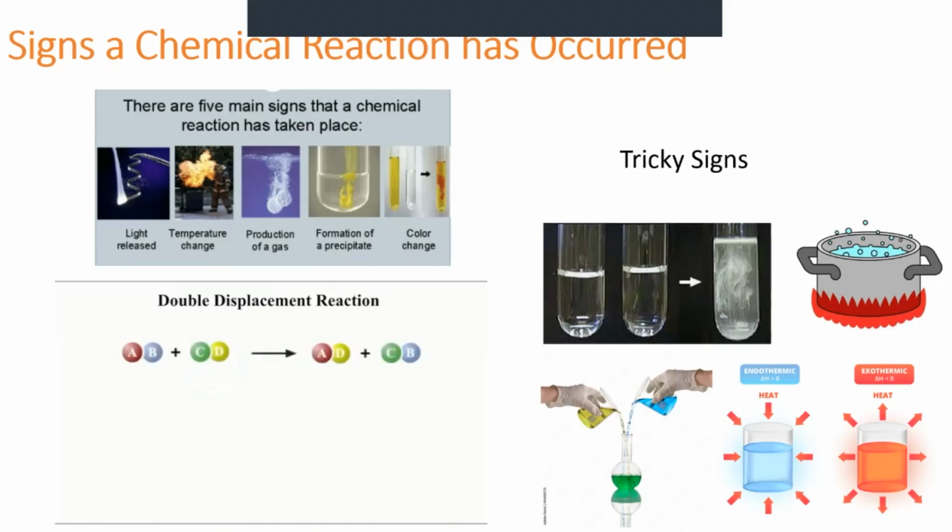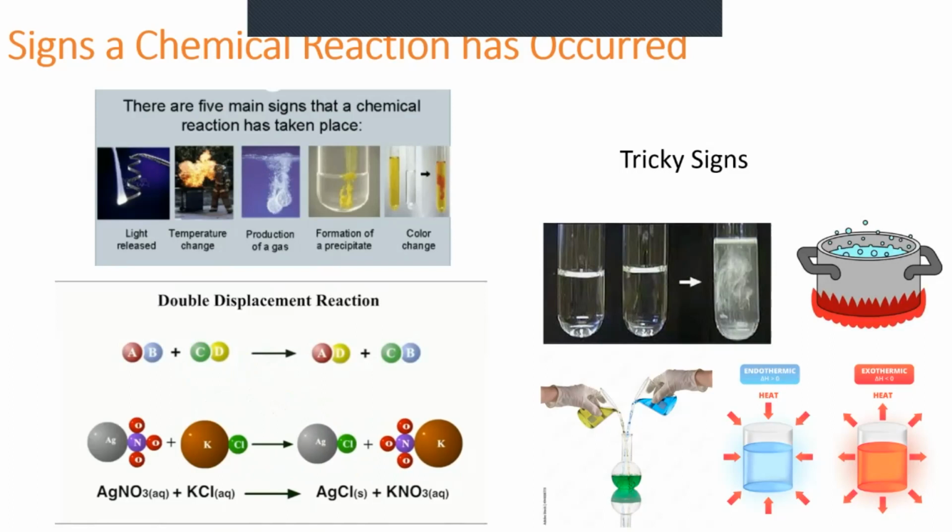This reaction forms 2 different compounds. The general form of a double displacement reaction is AB plus CD goes to AD plus CB. In this case, A has traded places with C, and B has traded places with D.